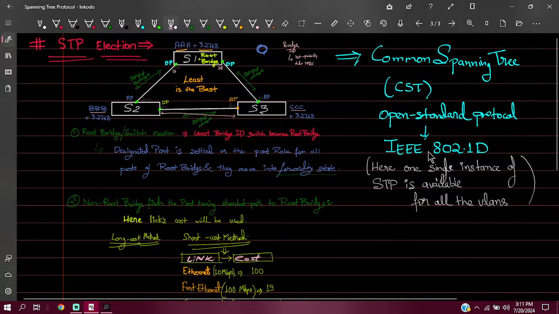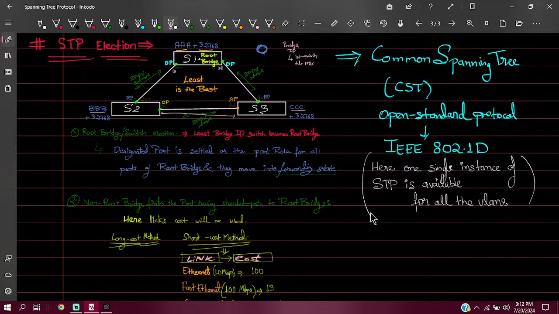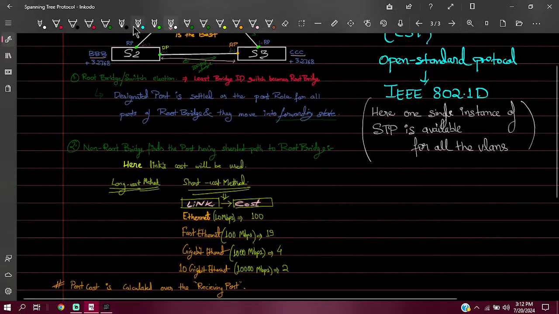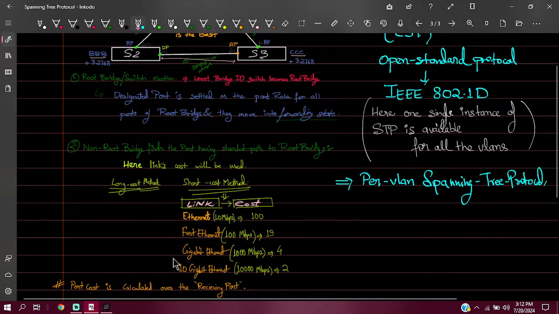Yes, that means sadly, this is not what Cisco devices operate, right? The protocol that Cisco devices actually operate in their switched environment for the loop awareness mechanism is called Per VLAN Spanning Tree, the second flavor of STP. Per VLAN Spanning Tree, or in short, you call it PVST.